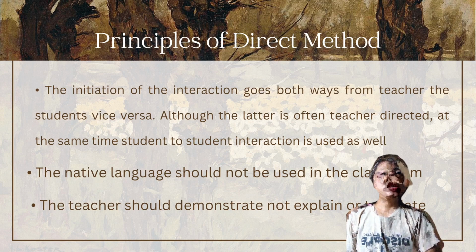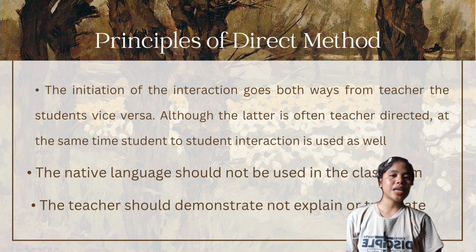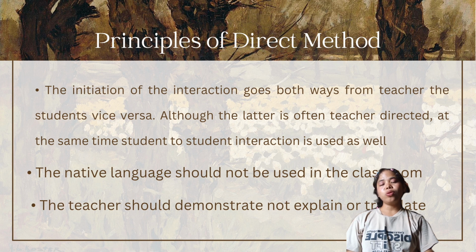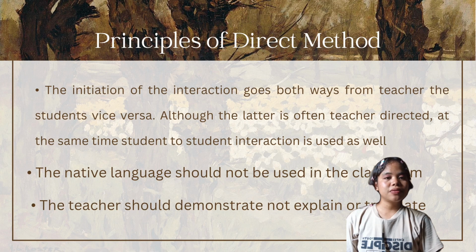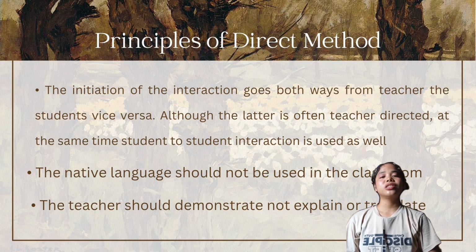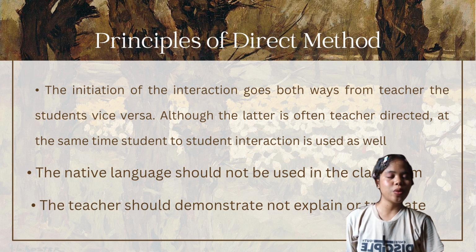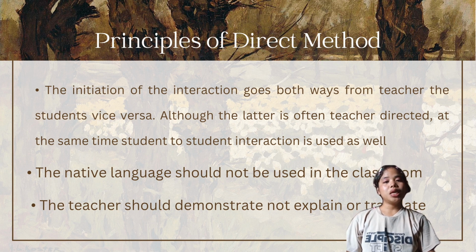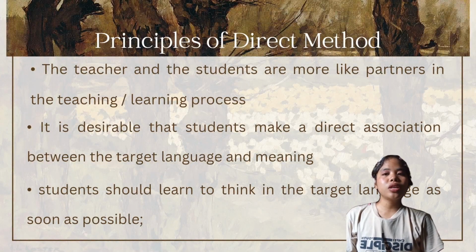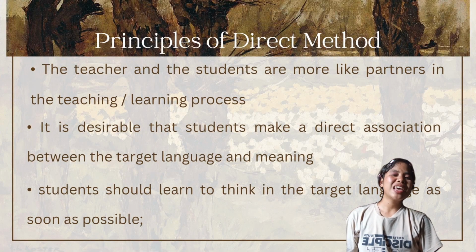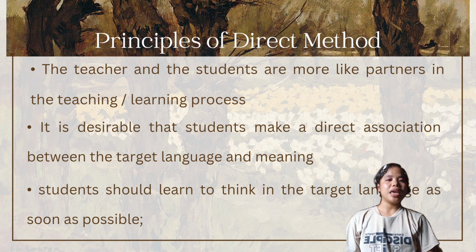Now, the initiation of the interaction goes both ways, from teacher to students and vice versa. If the grammar translation method only goes from teacher to student, the principles of the direct method go both ways, from teacher to student or student to teacher. Although the latter is often teacher directed, at the same time student to student interaction is used as well. Now, you can see the difference between the grammar translation and the direct method. The teacher and the students are more like partners in the teaching and learning process. It is intricately made, or somehow interconnected, like student and teacher are passing ideas interchangeably.